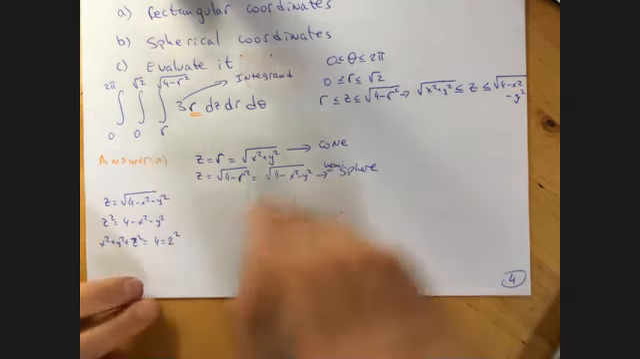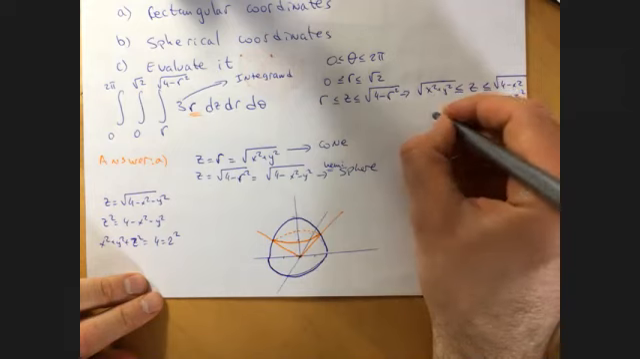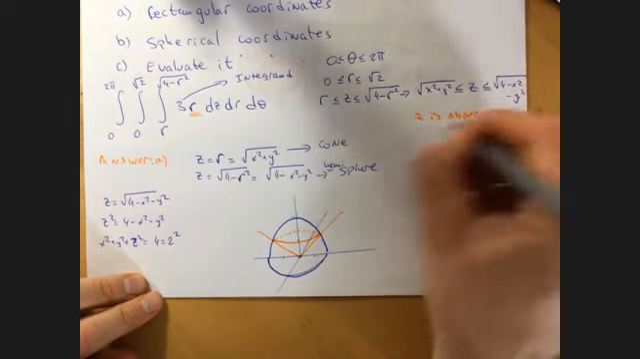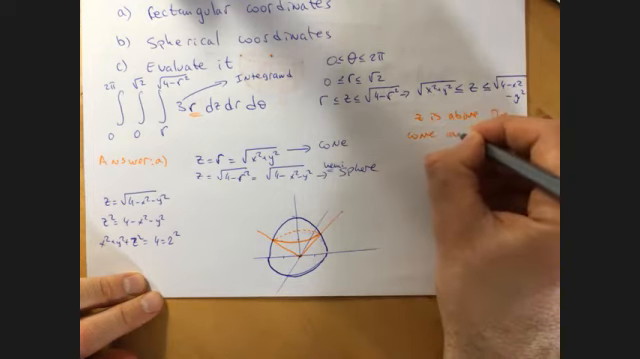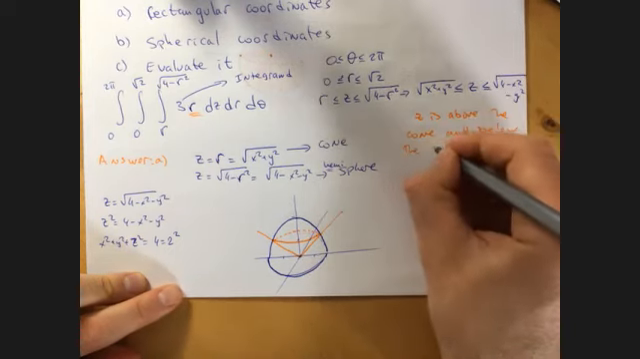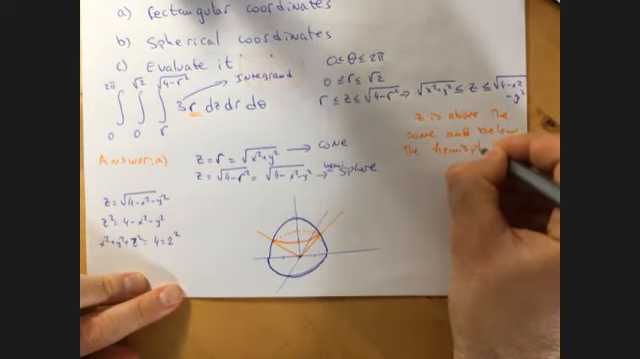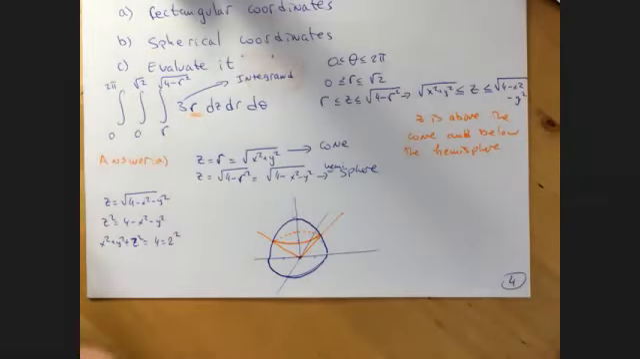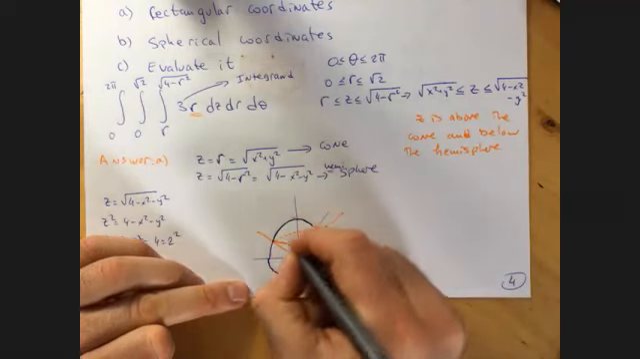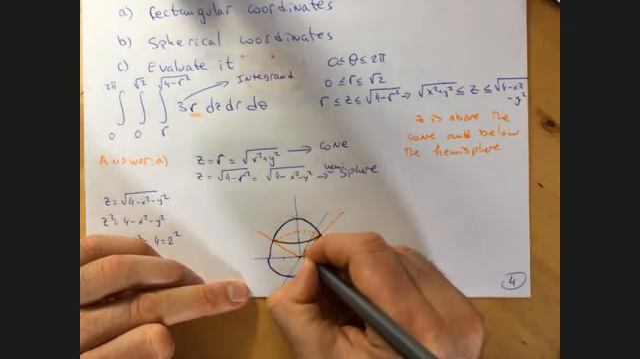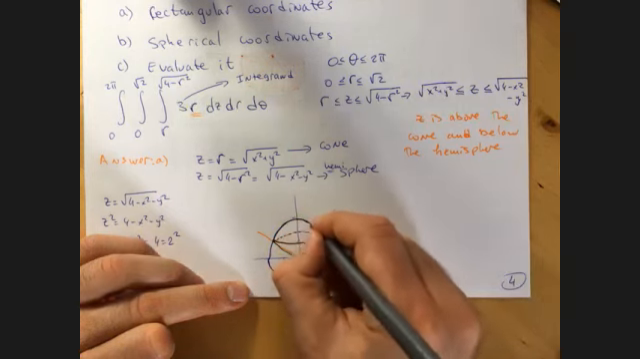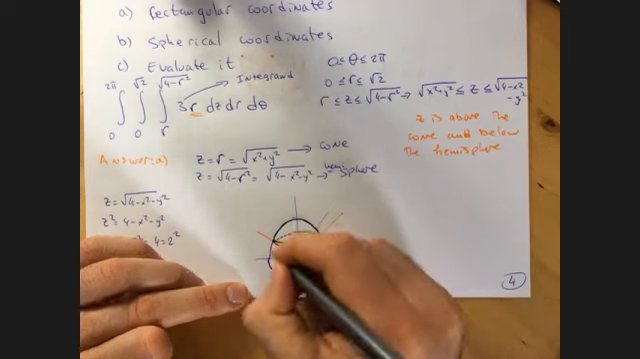Okay, so Z is above the cone and below the hemisphere. Okay, so basically the solid that we are talking about is this one, and we've worked with this one over and over again, right? And it should not be a problem for you. So only this part right here. Okay.